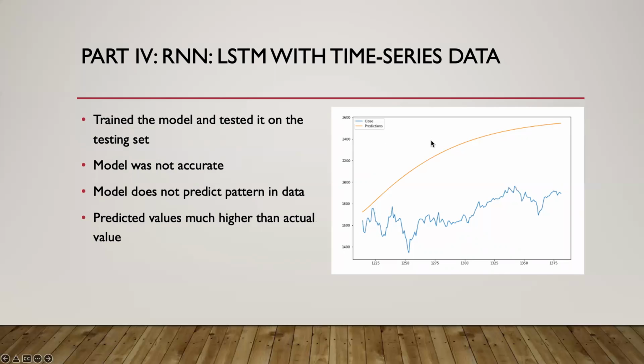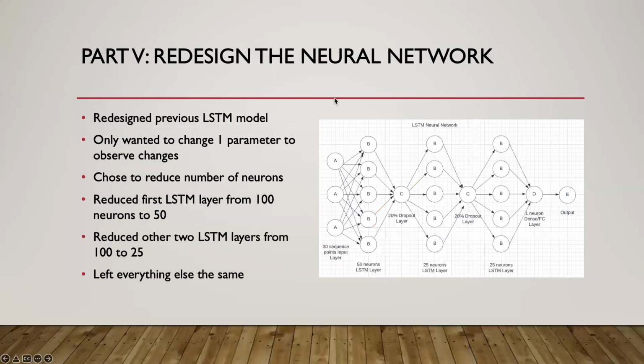So it looks like it just catches one of these little hills, and then it thinks that's the rest of eternity and just continues to go upward at that same pace and never really realizes to come back down. Anyway, it did not perform very well, as you can see. So part 5 was to redesign that model and run it again.